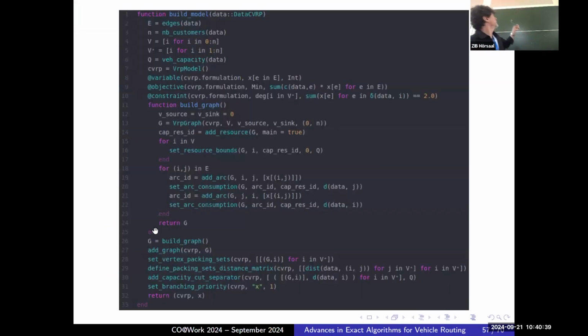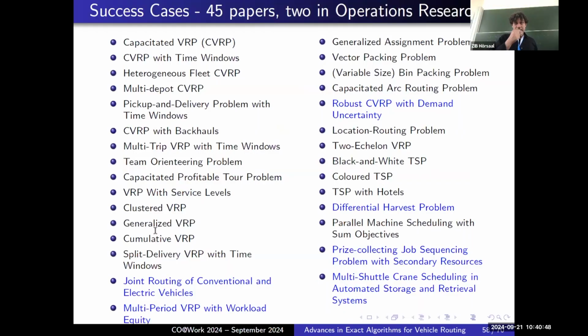So this is an example. This is a CVRP model using VRPSolver using the Julia interface. But in spite of all those problems, up to now, we have 45 published papers built on top of VRPSolver, 2 of them published in Operational Research. So many variants of routing and some non-routing too.